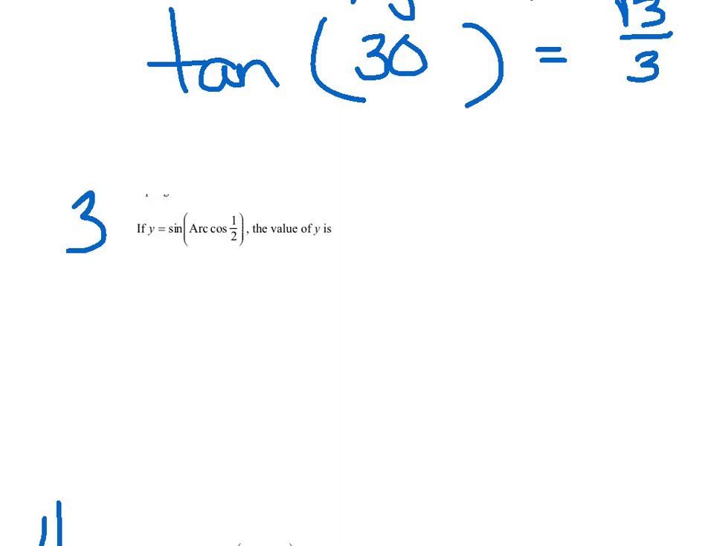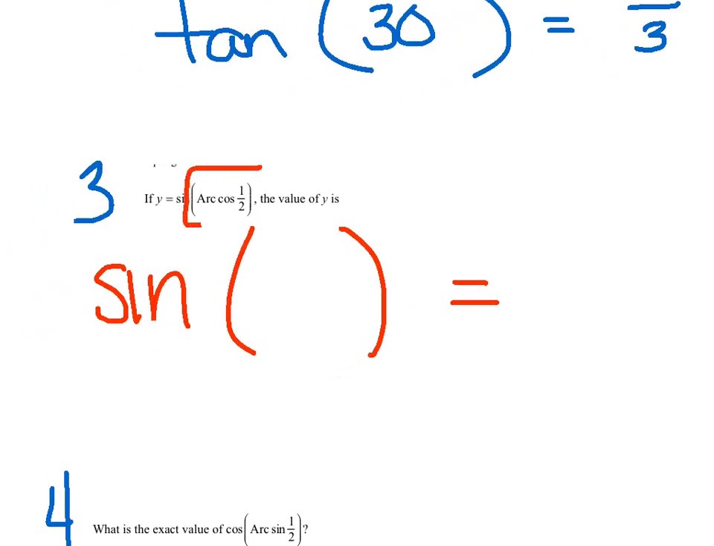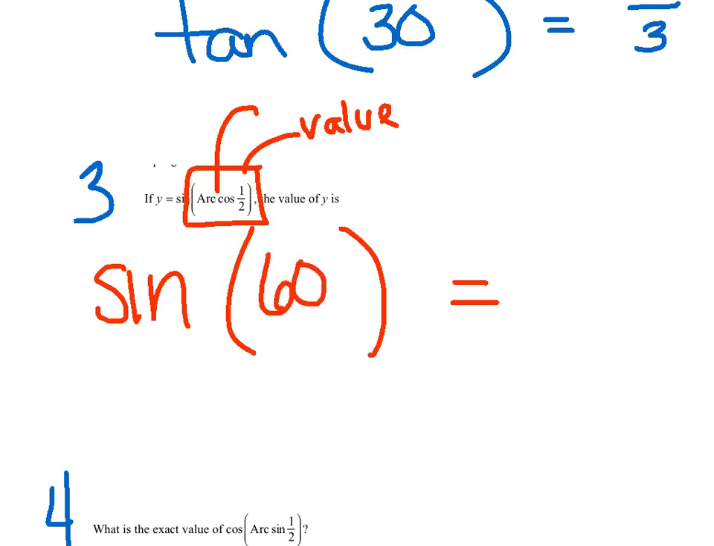All right, example 3. Pause it, try it on your own, see if we get the same thing, and then check with mine. So I'm saying arc cosine, the value is 1/2. The word's cosine, so I'm thinking the cosine of 60 is 1/2. And then my question is really the sine of 60, which is radical 3 over 2.